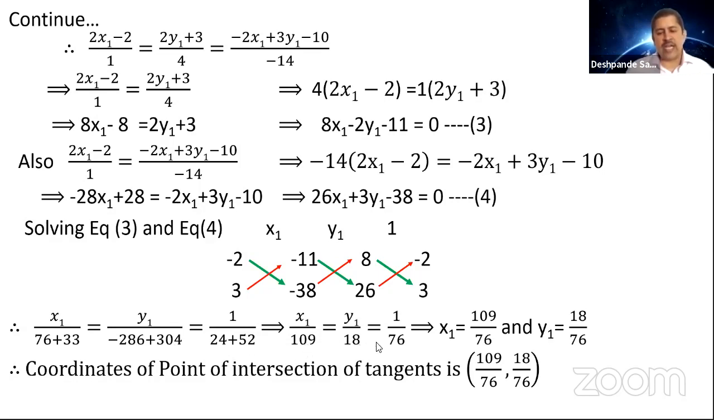So 109, 18, 76. You want to find the value of x1. x1 by 109 is 1 by 76, so x1 is equal to 109 by 76. y1 by 18 is equal to 1 by 76, so y1 is 18 divided by 76. So the point of intersection of the tangents, which you called P, is nothing but (109 by 76, 18 divided by 76). Have you understood this, children?